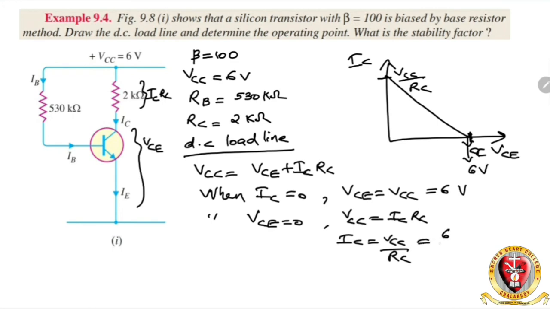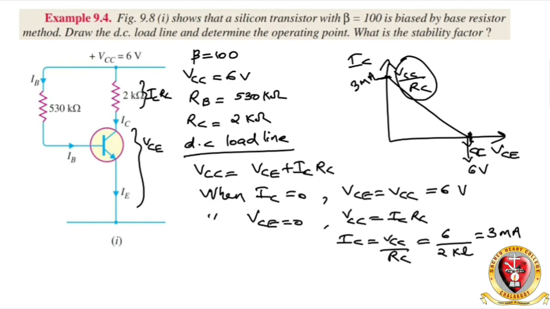Now IC is equal to 6 by RC, 2 kilo ohm. So that is equal to 3 milliampere, because 2 into 10 to the 3 goes to the denominator, it becomes 10 raised to minus 3, which is milliampere. So the other point, VCC by RC, is 3 milliampere. So we draw the load line. Now we have to determine the operating point.